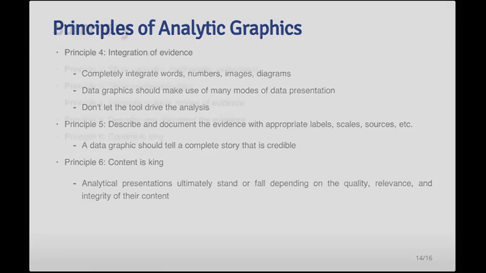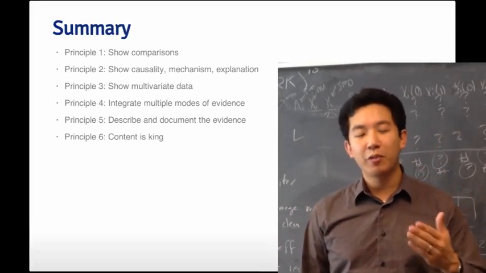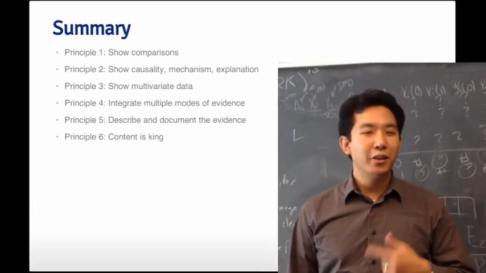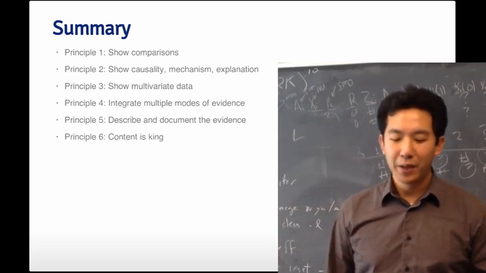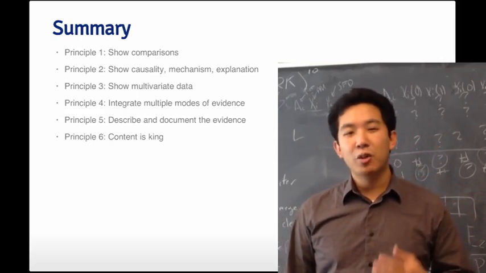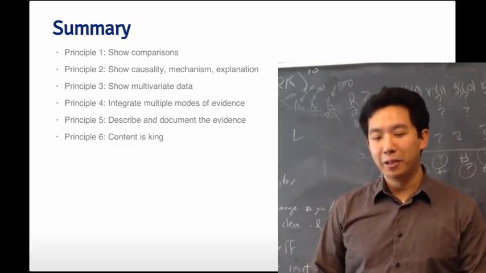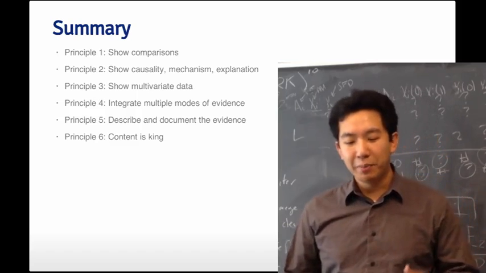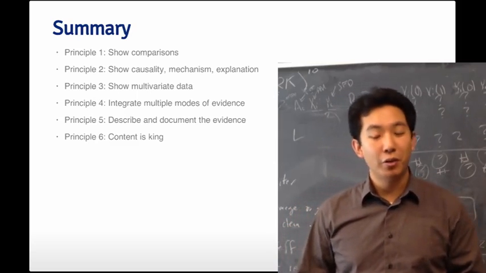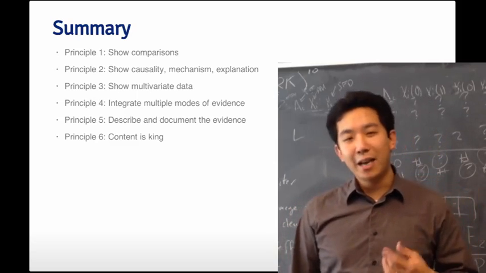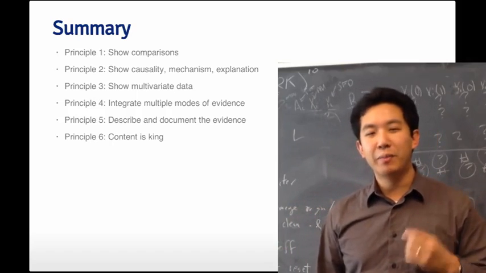So just to quickly summarize, the six basic principles are: first, show comparisons. Always show something relative to something else. Second, show causality or mechanism, or at least try to explain how the system is working, how the world is working, at least according to your ideas. The third is to show multivariate data. Always try to show more than two variables, because the world is complex and involves many variables. Principle number 4 is to integrate multiple modes of evidence, so you can use things like tables and plots and text all together. You don't have to keep them separate if you don't want to. Fifth, describe and document your evidence, so always have sources and source code to lend credibility to your plots.